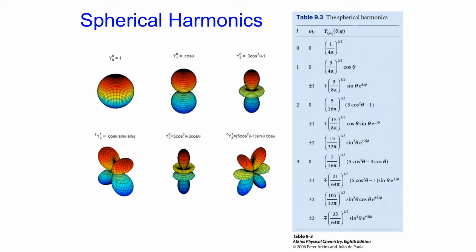Here you'll start to see your familiar s-shape orbital, p-shape orbital, and this is your d z squared orbital. So you can start to see some of those familiar shapes that you've encountered in some of your other classes. We'll see these again when we start talking about the hydrogen atom and our orbitals, but for now, just a reminder of what your spherical harmonics look like.